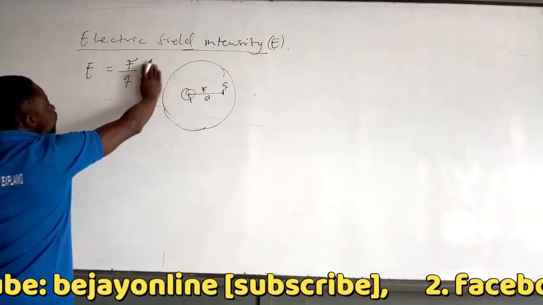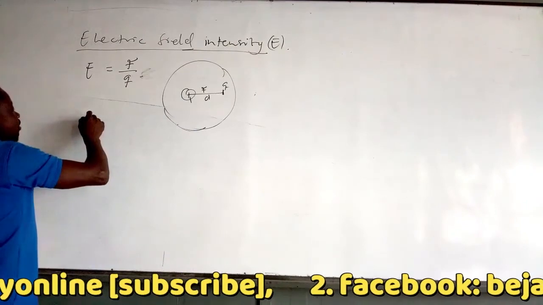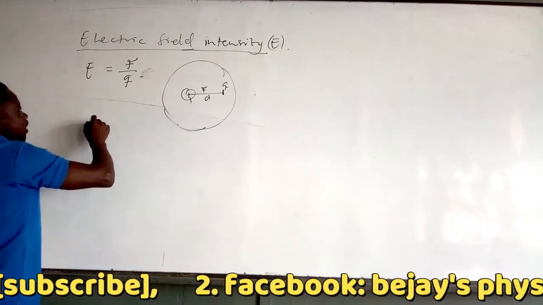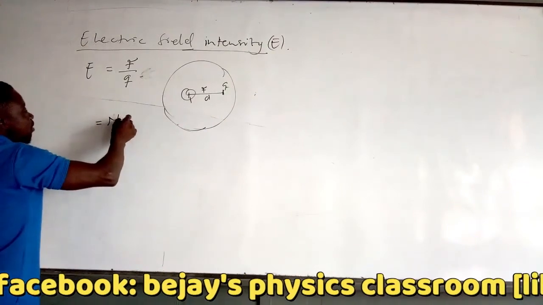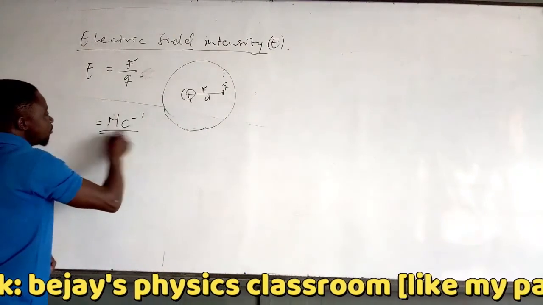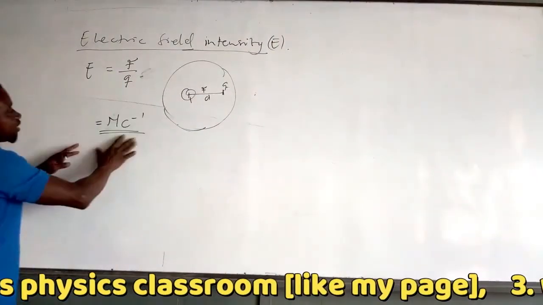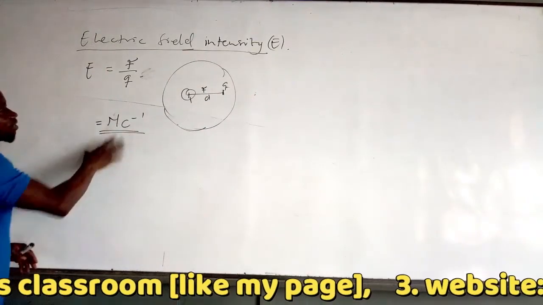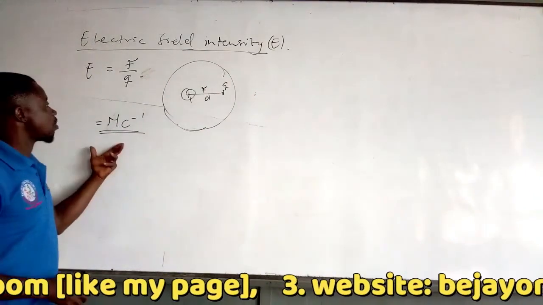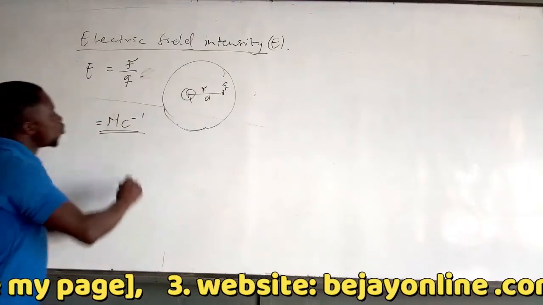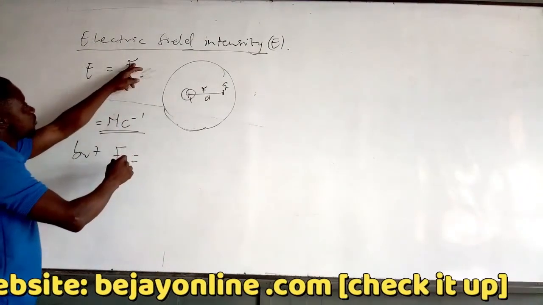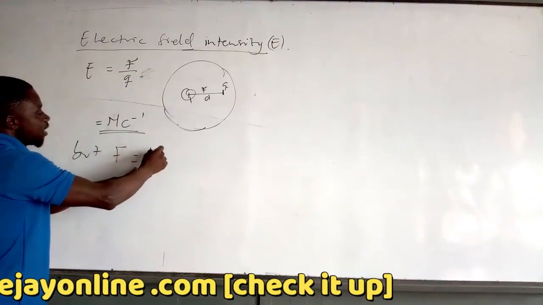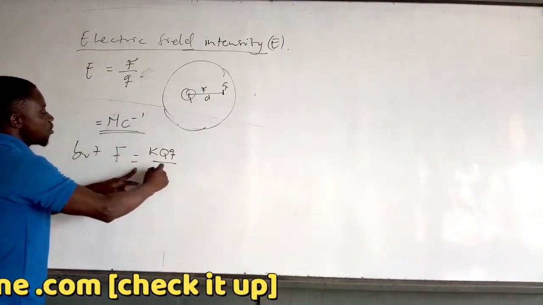The unit for electric field intensity is given by Newton per Coulomb. So that is the unit for finding electric field intensity at a point in an electric field. But the force F is equal to K, capital Q, small q, all over D squared.